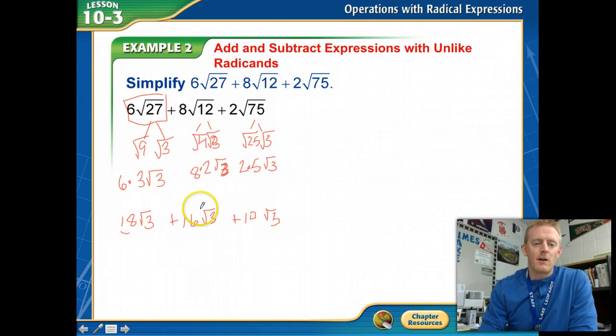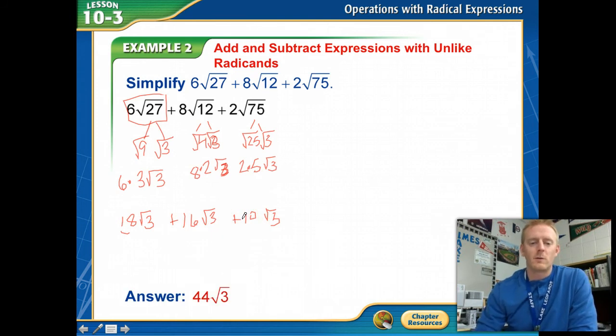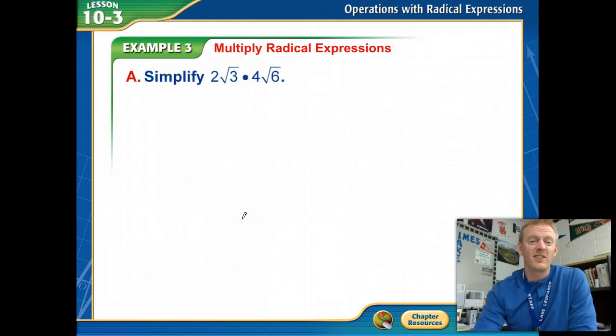So now that they're all alike, we can add 18 plus 16 plus 10. And 18 plus 16 plus 10 is 44 square roots of 3. Pretty cool stuff, huh? Yeah, I thought so too.